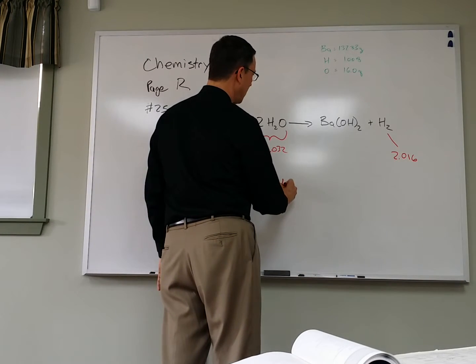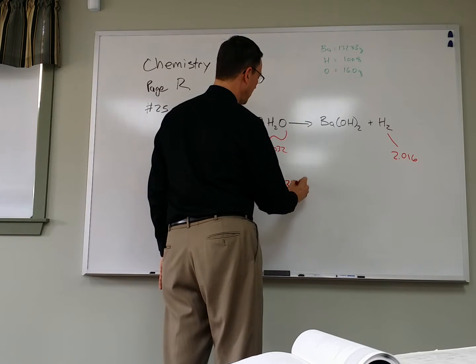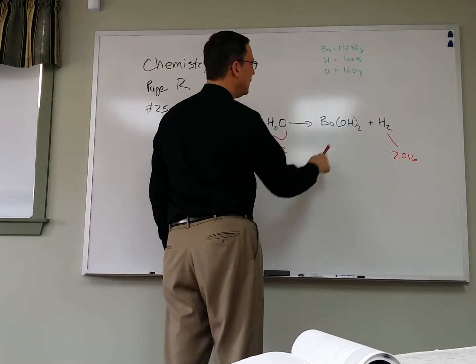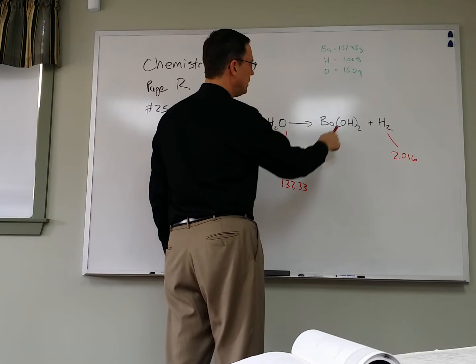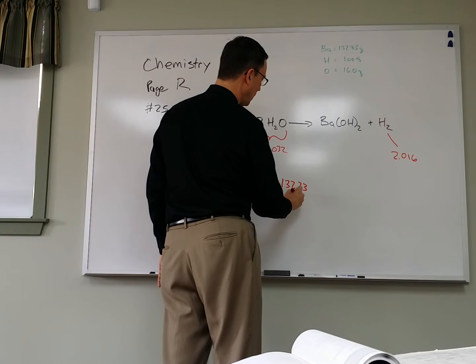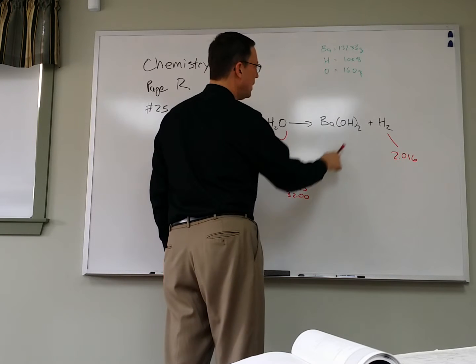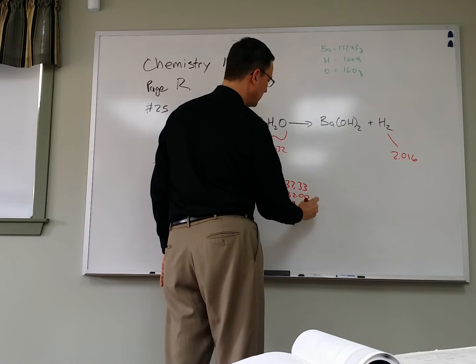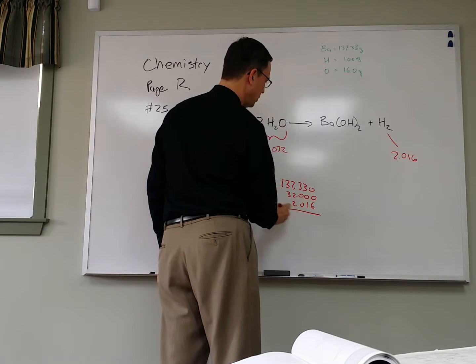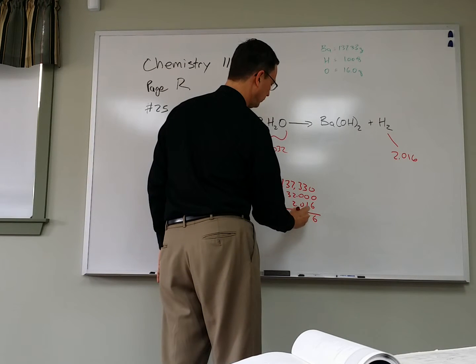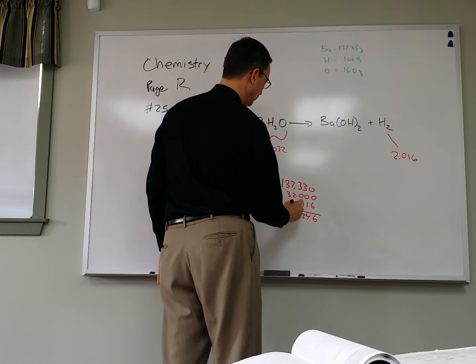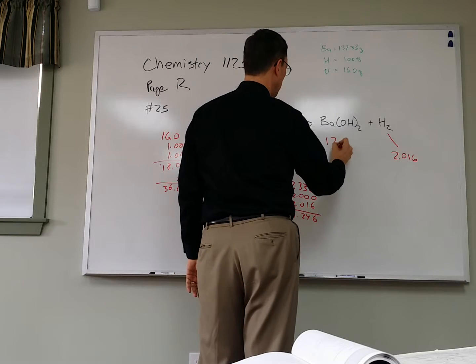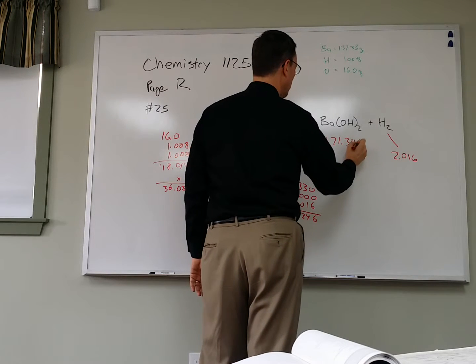137.33. And then oxygen is 16, but I have two of them, so I'm going to go ahead and add 32. And then I have two hydrogens, so I'm going to add 2.016. And just add these up. And let's see here, 171.346.